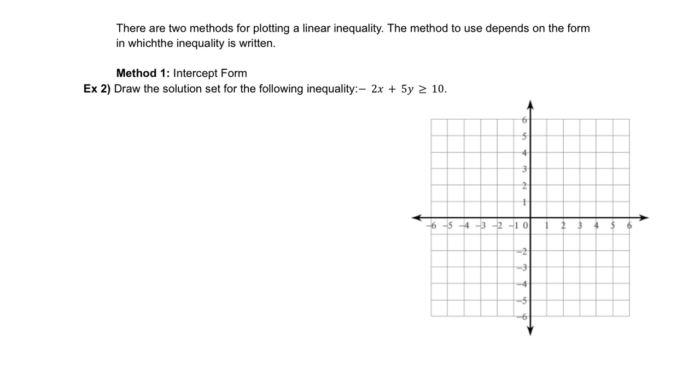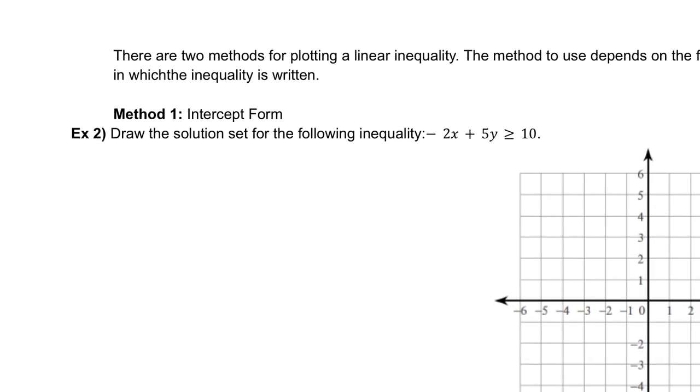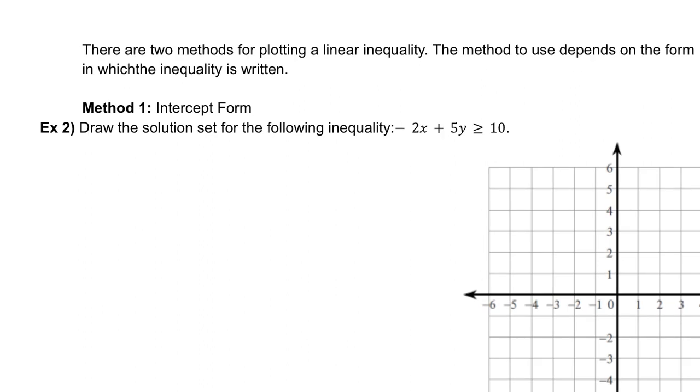So there are two methods for plotting a linear inequality. The method to use depends on the form in which the inequality is written. I would honestly say that this is all just kind of one method, but whatever. So what we always want to do is rearrange the inequality so that it is in slope-intercept form. In this case, we've got negative 2x plus 5y greater than or equal to 10. So I want to rearrange it so that I'm in y greater than or equal to mx plus b, our classic slope-intercept form. This could also be less than or equal to, whatever. But that's what we're going to do because that will allow us to graph it, okay?